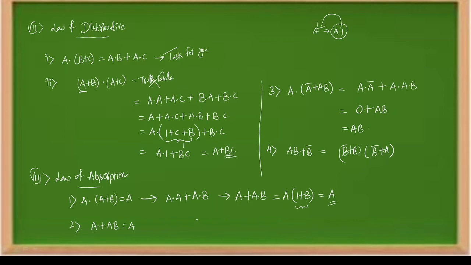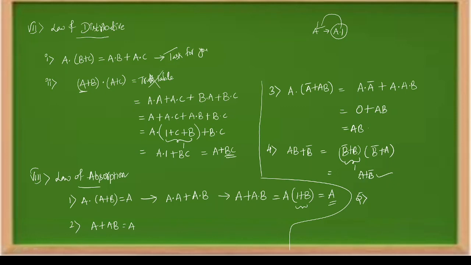How can I write it? Because see, I can write this one as A plus A into A plus B. Similarly, this one. That's why I'm writing B plus B bar, A plus B bar here. Now, what is B plus B bar? It is 1. A plus B bar, I'm writing as it is. So, its value is A plus B bar. This is the fourth law of absorption.